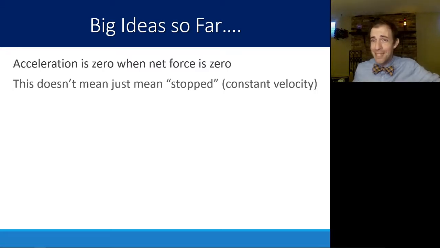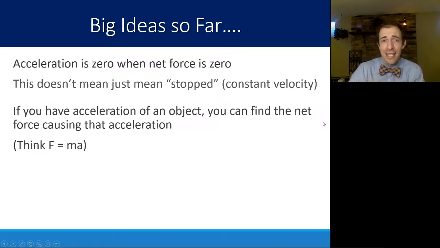So it could mean stopped, but it could also mean your cruise control down the highway at 60 miles per hour, not changing your speed. That's still a net force of zero. The forces cancel, which means you're not speeding up, you're not slowing down. If you do have an acceleration of an object, or you do have a net force, you can calculate the other one using F equals ma, that relationship of Newton's second law.